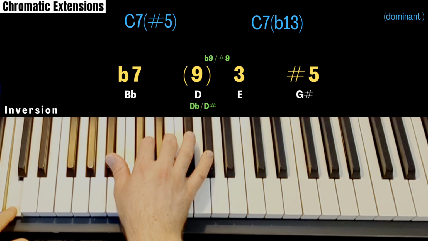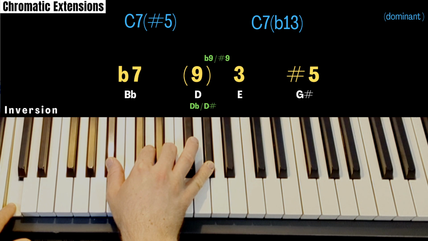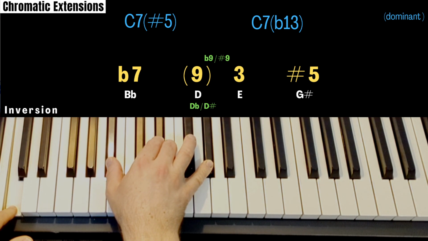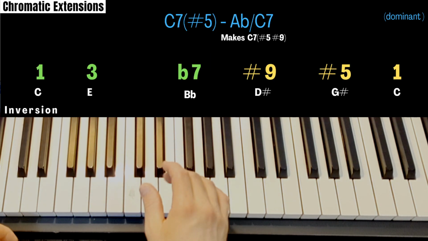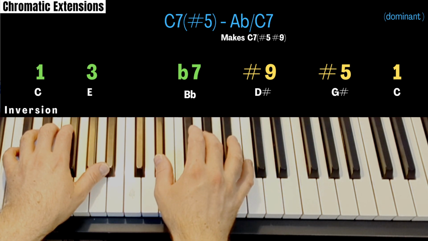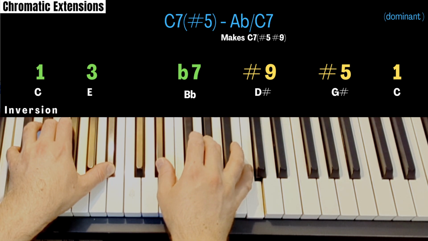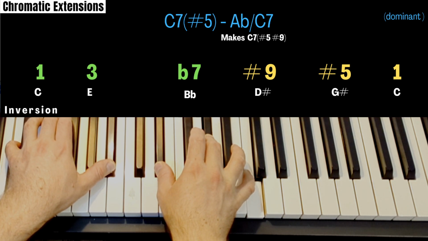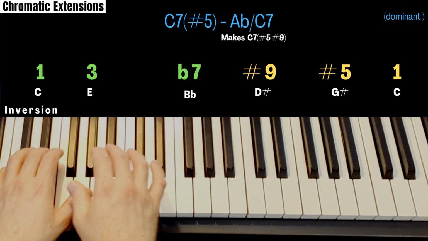But I can add my other extensions in. So usually a 9 here. And I can do a flat 9, I can do a sharp. The other way I approach a sharp 5 chord is playing an A flat over C7. That actually gives us a sharp 9 as well. And these are called upper structures, which I have a whole video explaining more about. Because it's just a major chord over a 7th chord.